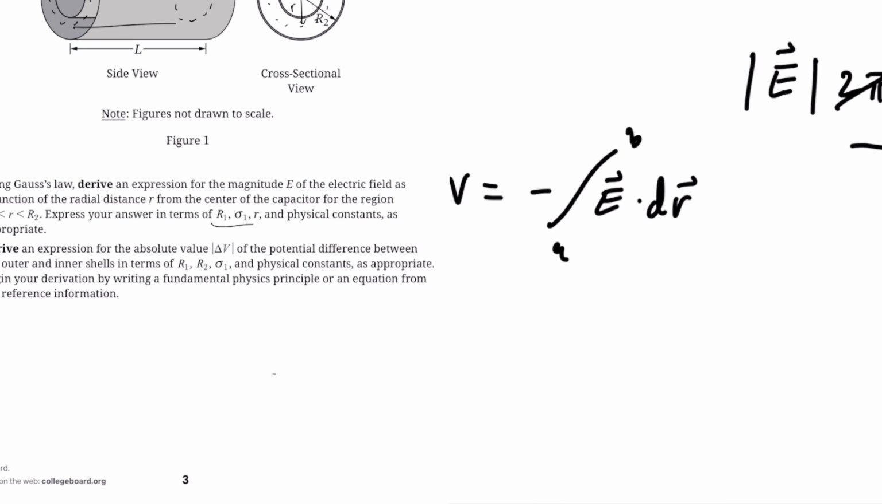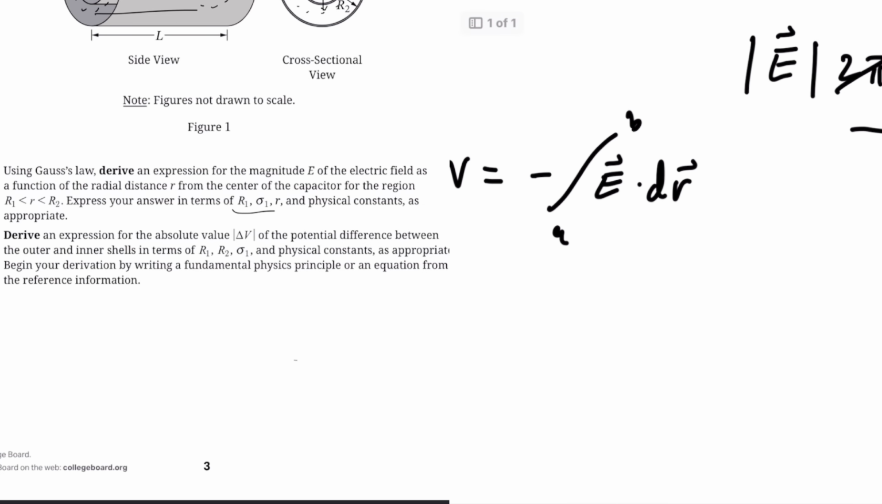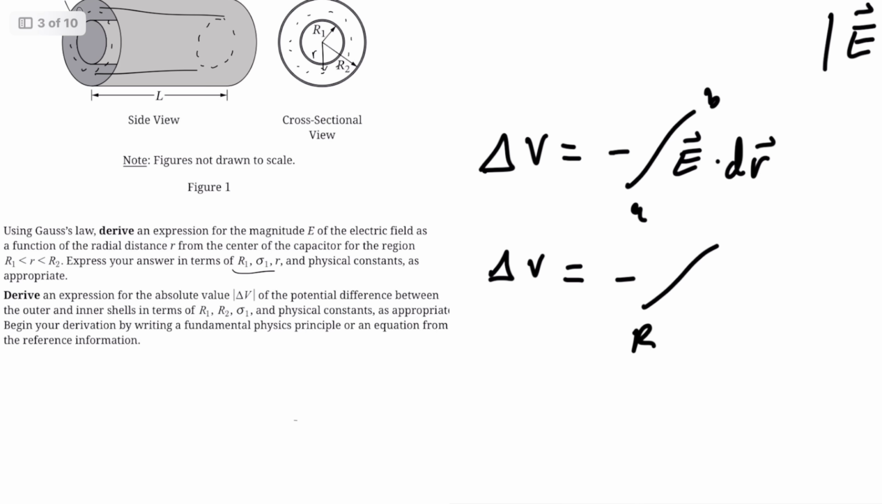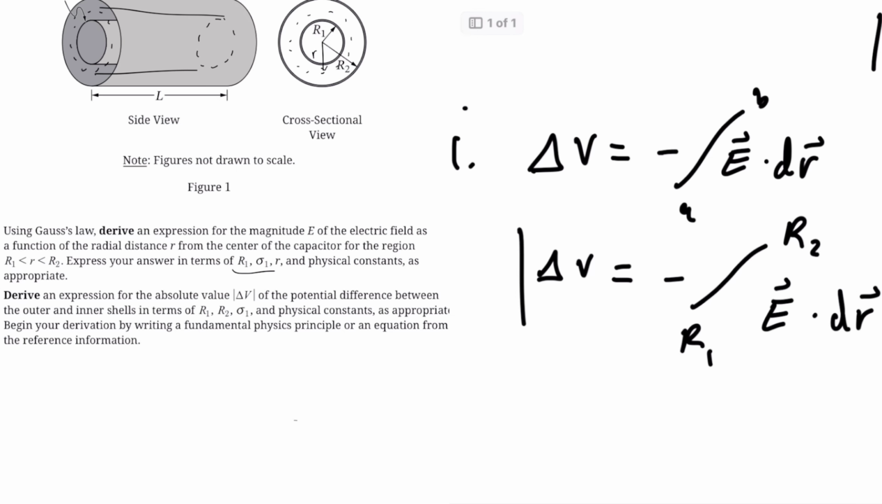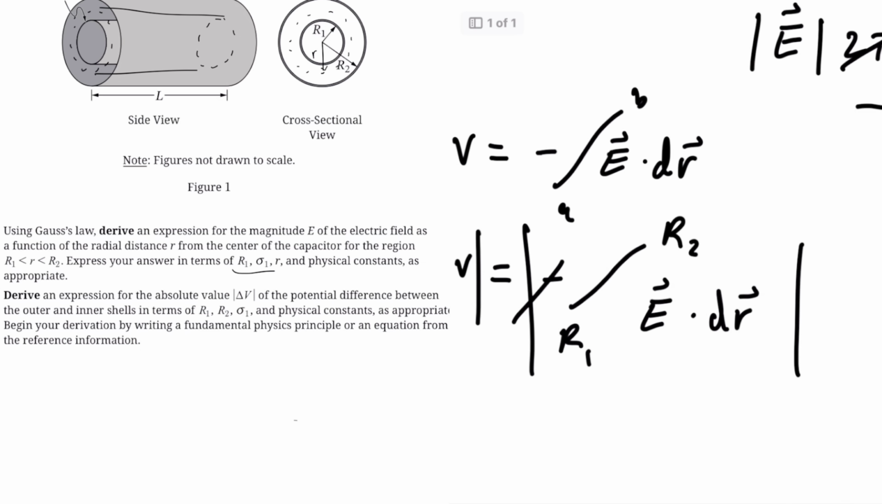So when we're integrating for potential difference between two points, like the outer and the inner shell, what we're usually going to do is go from high potential to low potential, right? So high potential is at R1 because that's positively charged, and low potential is at R2. But because they asked for the absolute value, the magnitude, we're going to put absolute value signs around both of these, and guess what? This negative just disappears, right? Because we have the absolute value, we don't have to care about that.